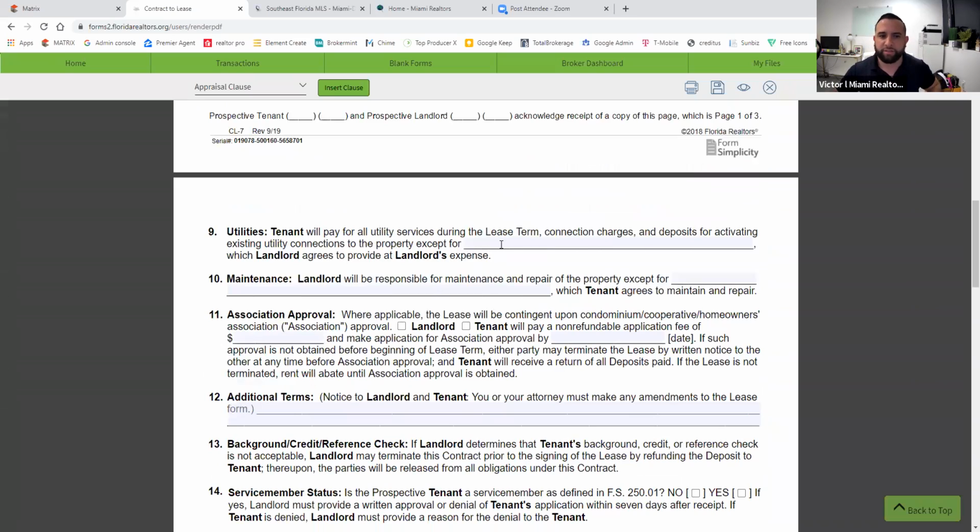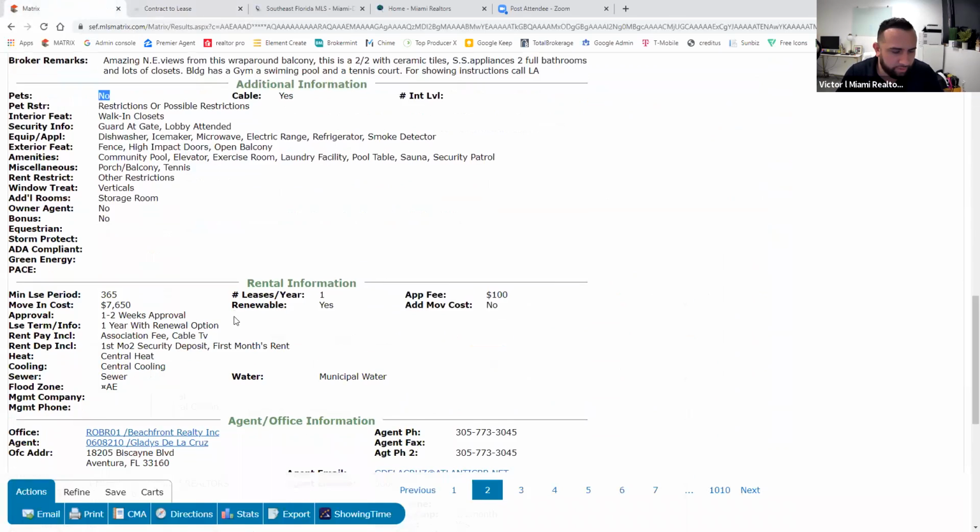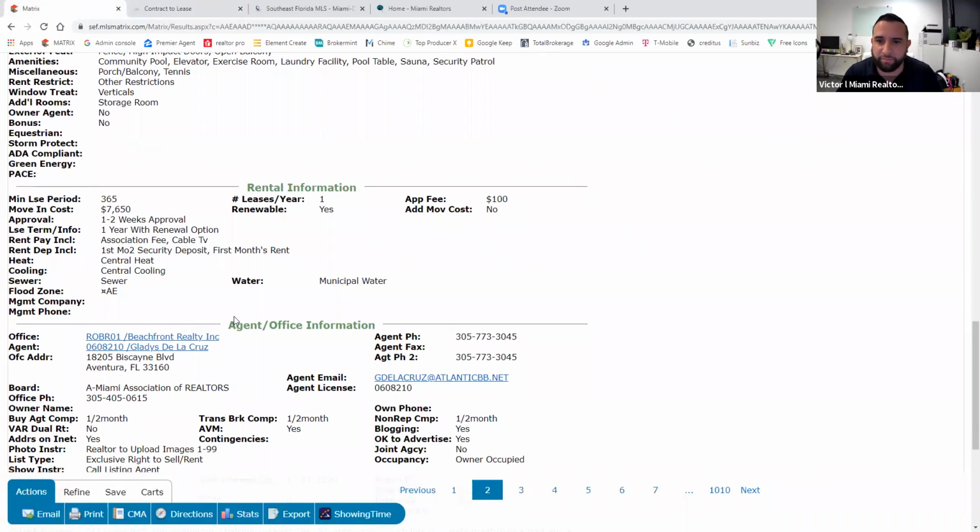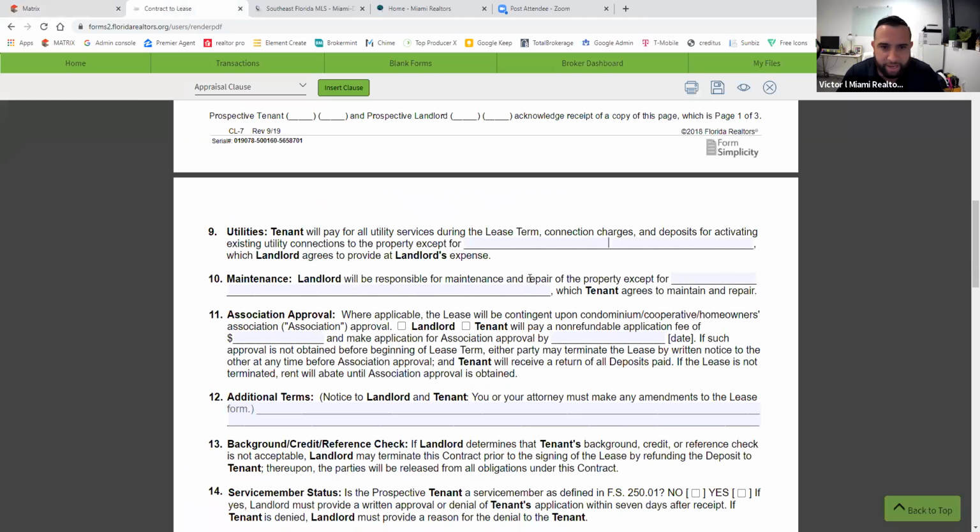So number 9, guys, talks about utilities. Tenant will pay for all utility service during the lease term except for blank. So you want to put whatever utilities the tenant does not have to pay. The ones that are included are the ones you're going to list. So in this case, rent payment includes association fee and cable TV, so you can put here except for cable TV, because cable TV is included with the association.